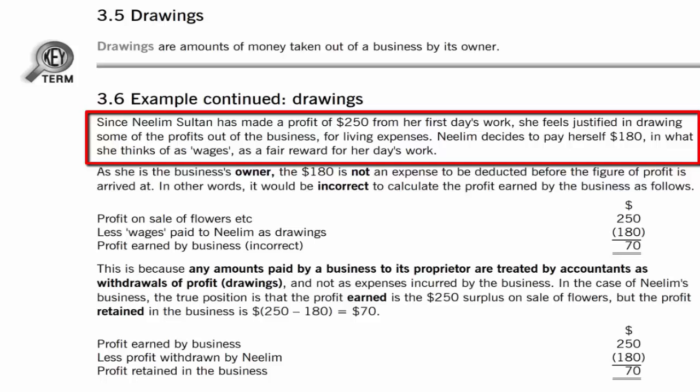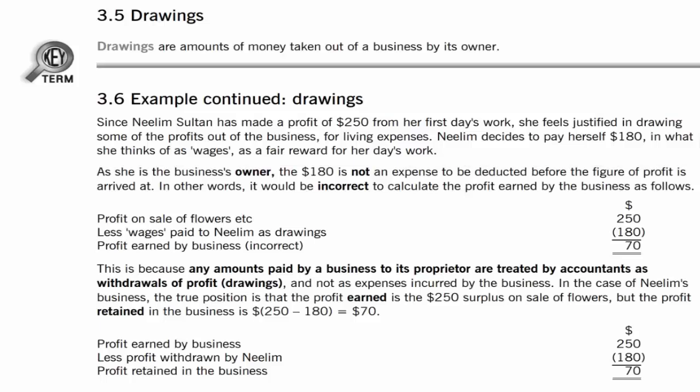However, since Neelam is the owner of the business, we handle this money differently than we would if it were a regular employee's wages. In accounting, this $180 is treated as drawings rather than as a business expense. This means that it's a withdrawal of profit by the owner, not an expense that reduces the business's profit.